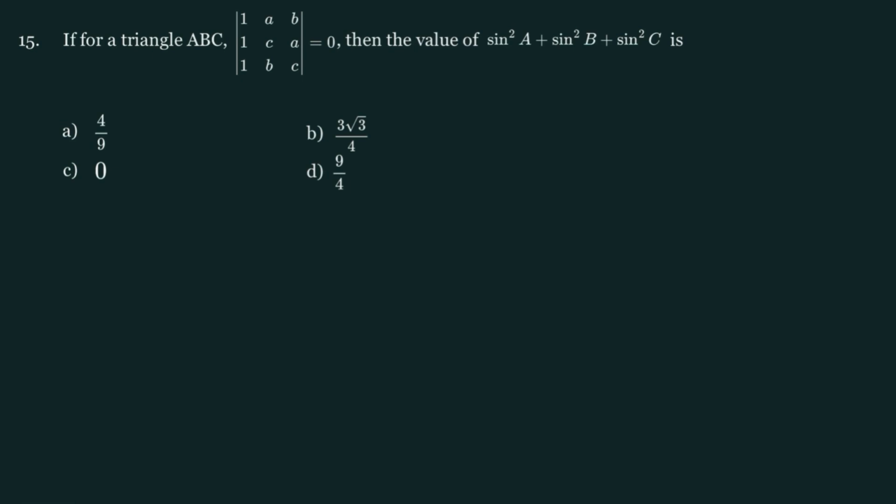Question number 15. If for a triangle ABC, where the small letters a, b, c represent the angles, the value of this determinant equals 0, then we have to find the value of sine square A plus sine square B plus sine square C. So let us try to solve this determinant and find the values of A, B and C. Before expanding the determinant, let me do some row operations.